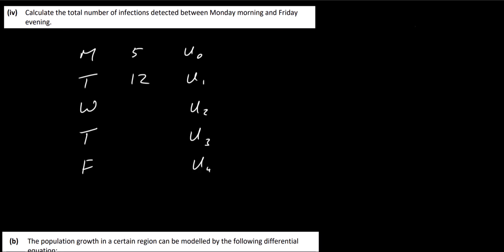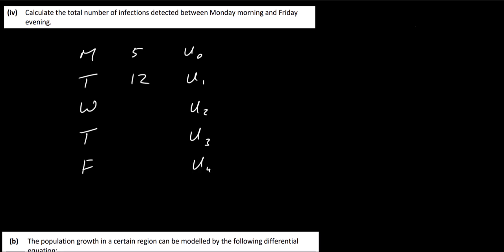Okay, next question then. Calculate the total number of infections detected between Monday morning and Friday evening. So let's write down the days then. We have Monday, Tuesday, Wednesday, Thursday, and Friday. On Monday there were 5 infections. This is U0. On Tuesday there were 12. That's U1. So you've got U2, U3 to work out, and U4.